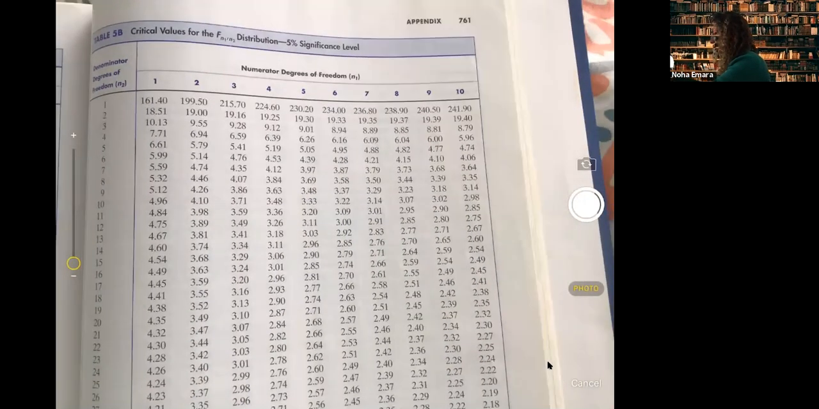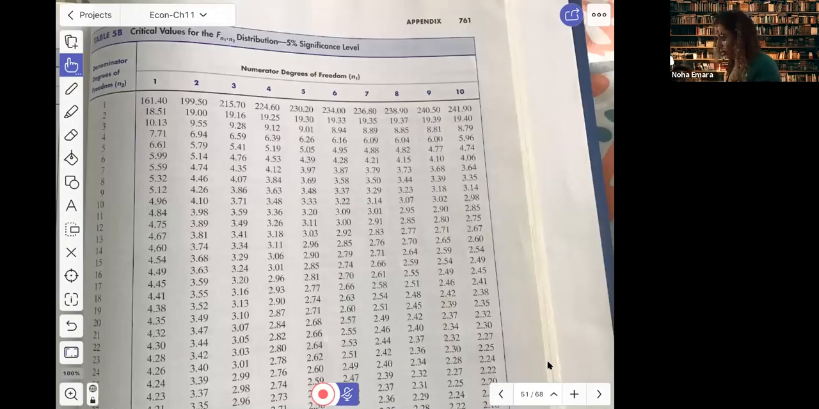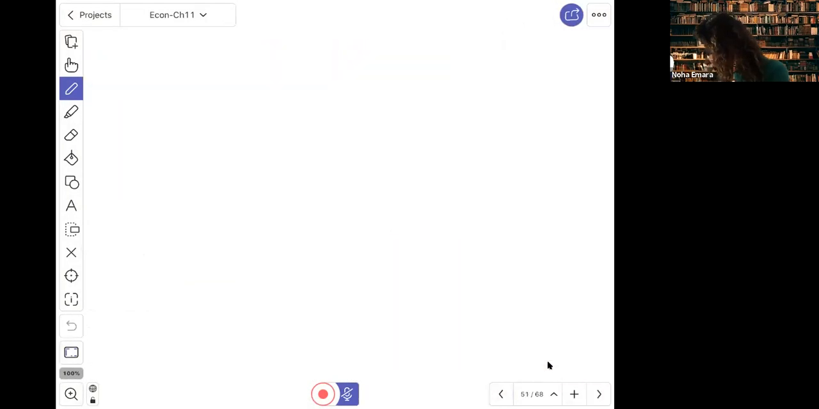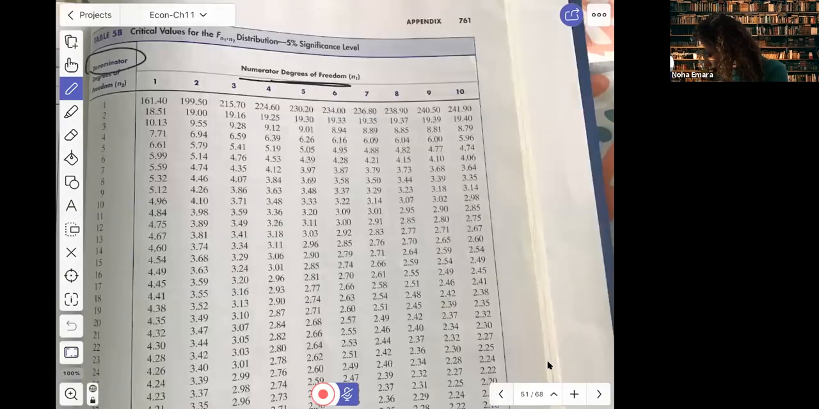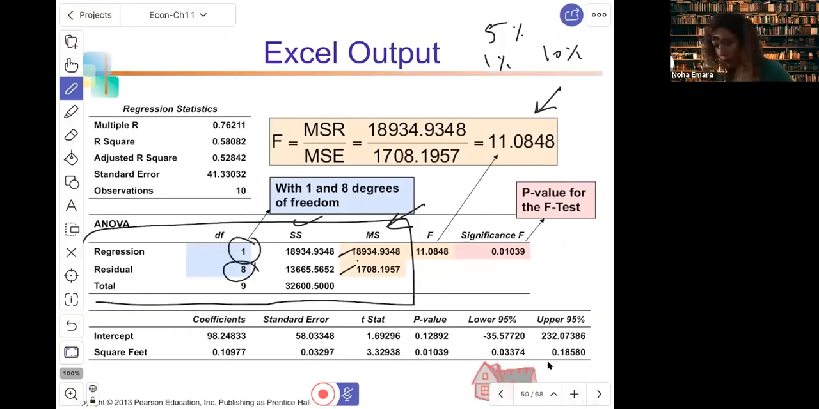Okay, so this table, I just took the picture. What do we have here? We have the degrees of freedom of the numerator and the degrees of freedom of the denominator, right? And then when we go back here, so 1 and 8, right? So the degrees of freedom I need to look at in the table are 1 and 8: 1 for the numerator and 8 for the denominator.